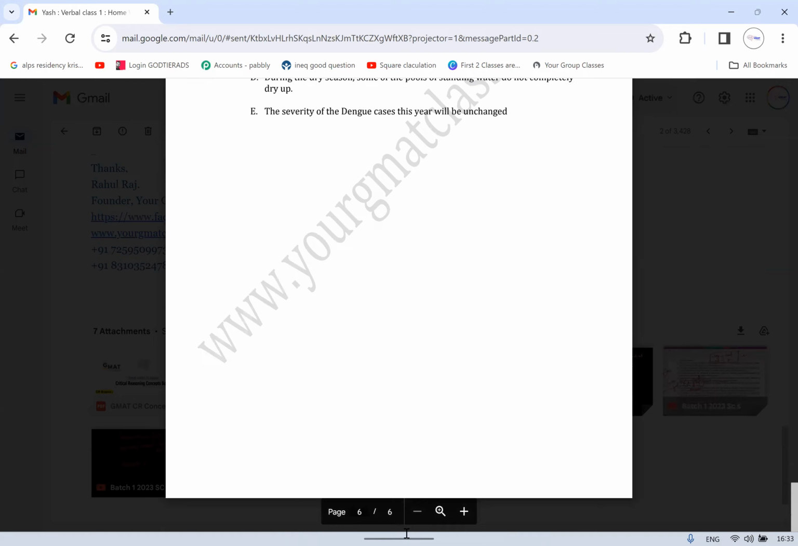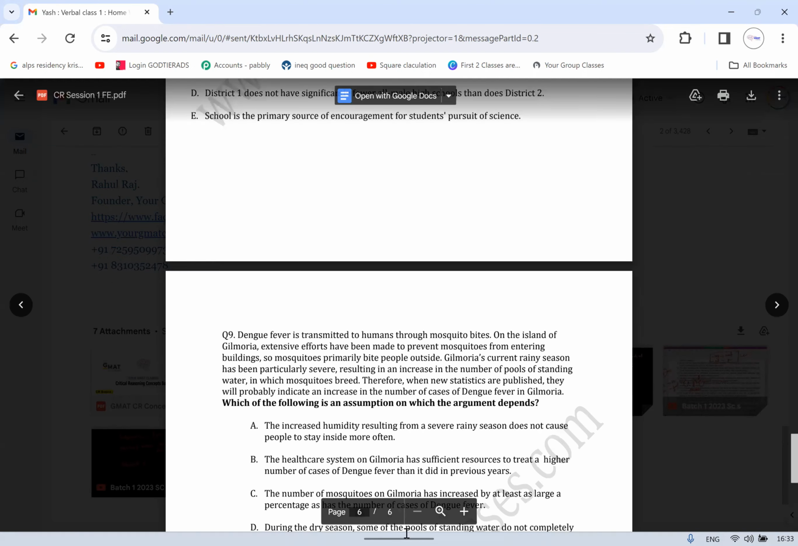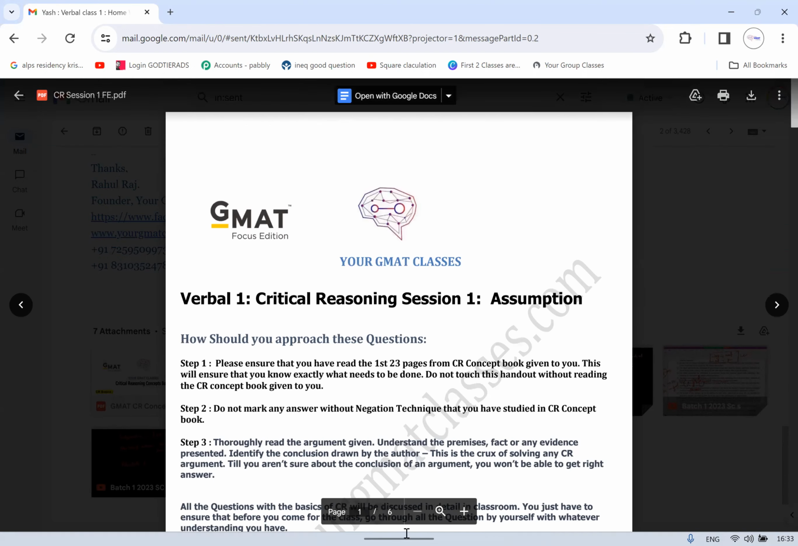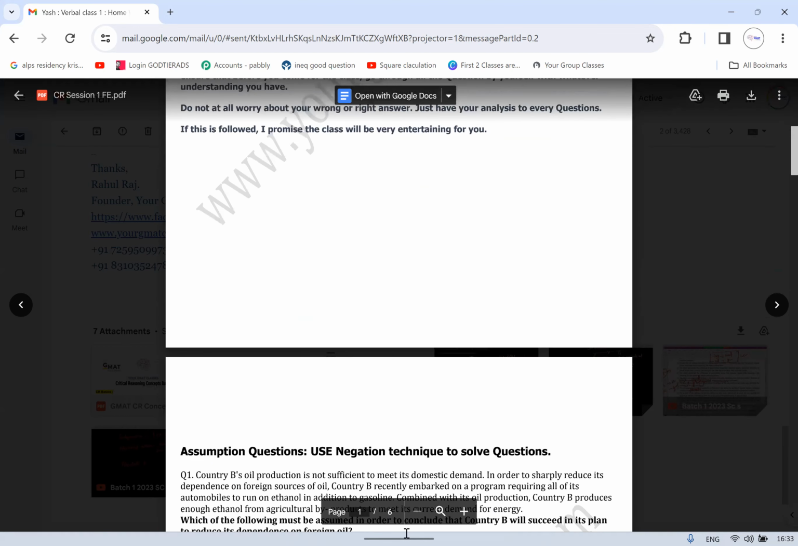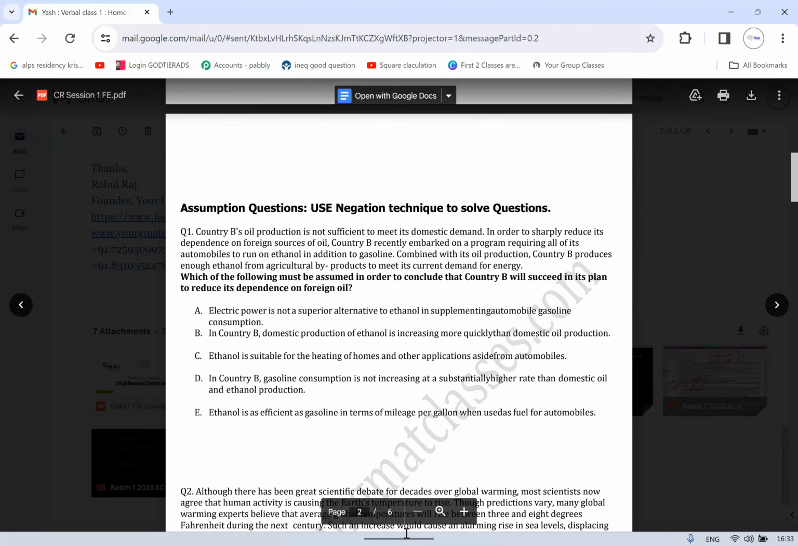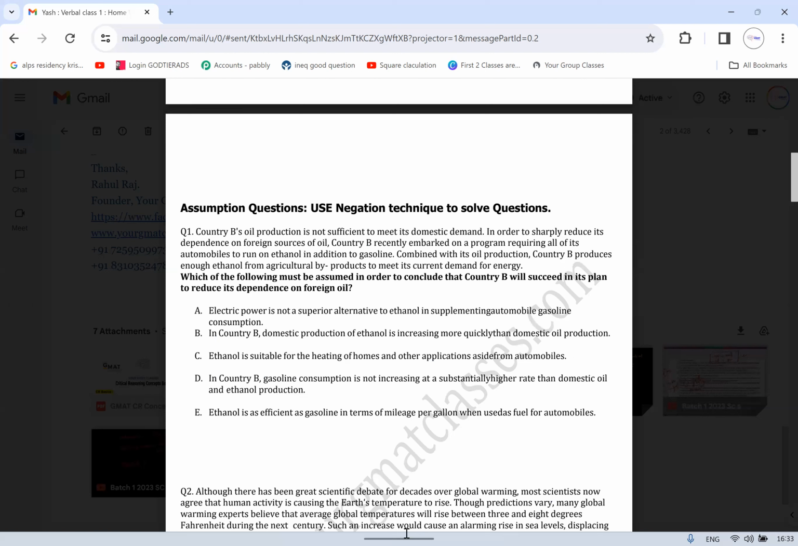Let your answers be wrong or right, that doesn't matter at all, because in class, if I start giving you time to read the argument, the entire class timing will be wasted. So all I want is that you read page numbers 1 to 23 from the CR concept book. I have not taught anything regarding critical reasoning yet.